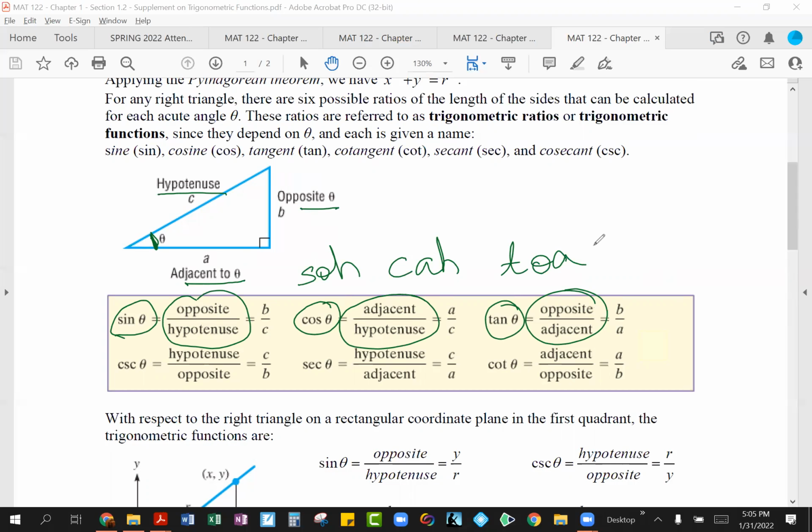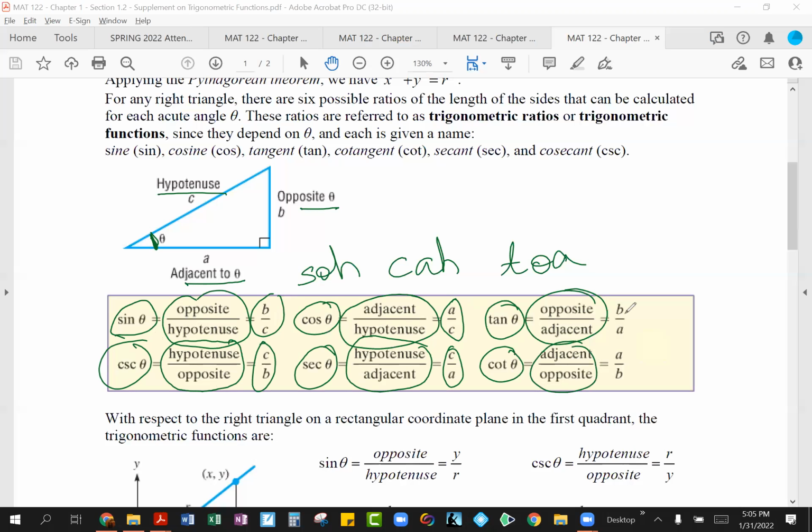The next three are the reciprocals. So I am literally inverting that fraction. You can see sine is opposite divided by hypotenuse. Well, cosecant is hypotenuse divided by opposite. So literally flip over that fraction. Cosine is adjacent over hypotenuse, so secant is going to be hypotenuse over adjacent. Again, you're just flipping that fraction. Same thing with cotangent: adjacent over opposite, flipped from tangent.